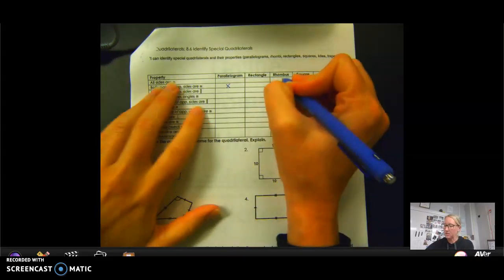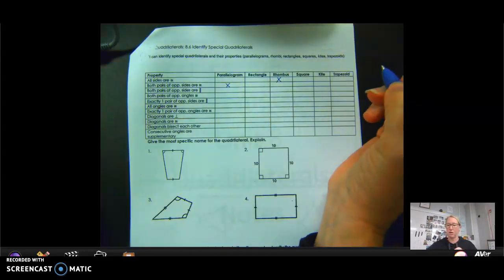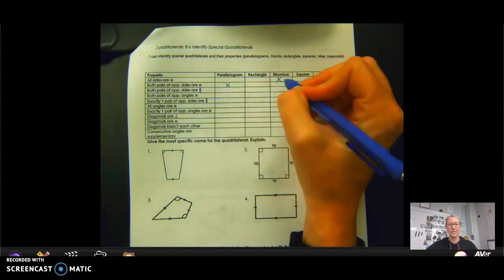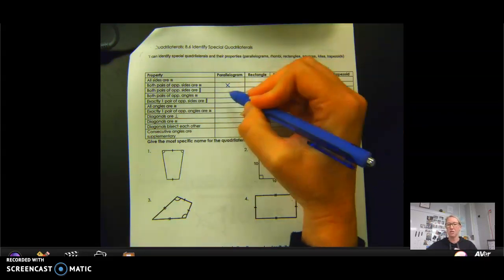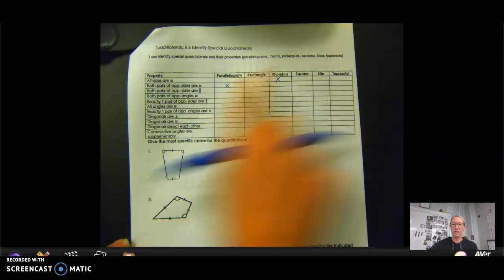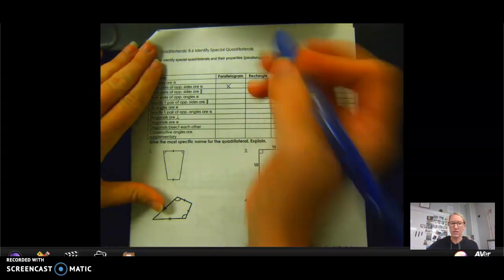Now, on a rhombus, all sides are congruent. That by definition has to be true of a rhombus. Now, a rhombus is a subcategory of a parallelogram, so rhombi have to have all sides congruent. Parallelograms don't have to, so I'm not going to mark it. So go through and fill out this entire table. Pause me, and unpause me when you are done. I'm going to talk through it now.